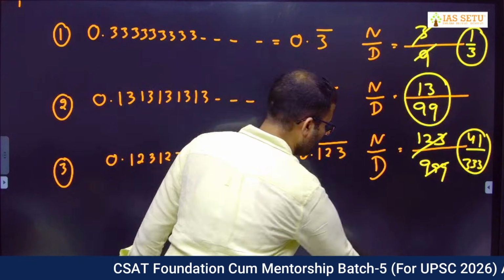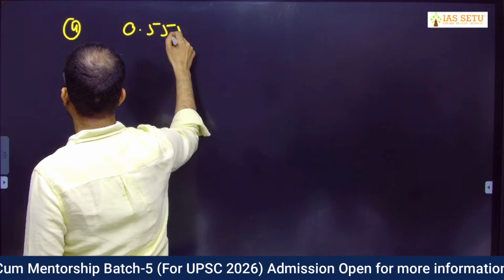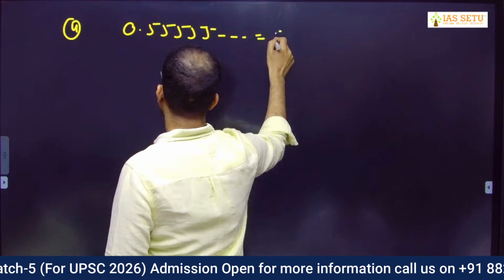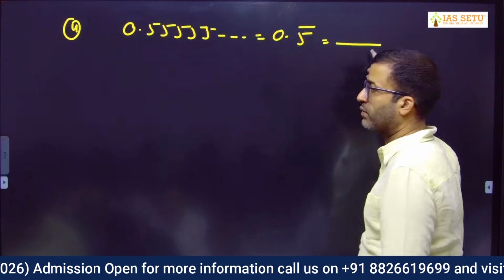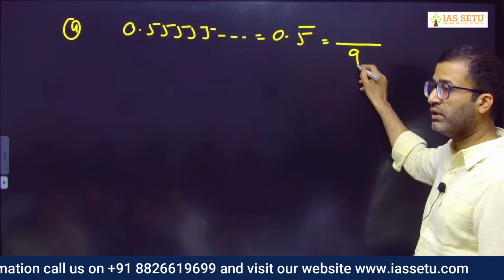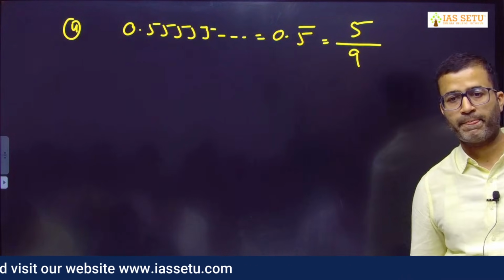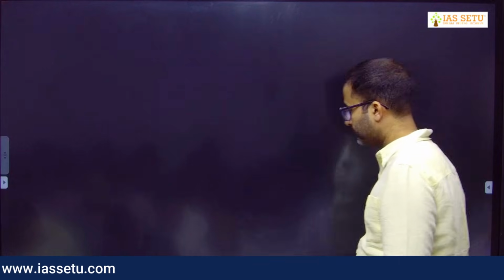I take one more question. Question number 4. Like for example, 0.55555555. So it is 0 bar on 5. As many 9s as the number of digits under the bar, there is 1 digit, one 9, numerator the number as it is, so your answer is 5 by 9. You try 3 questions. Question number 5, 6, 7.